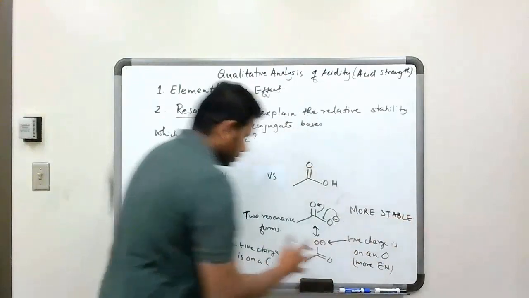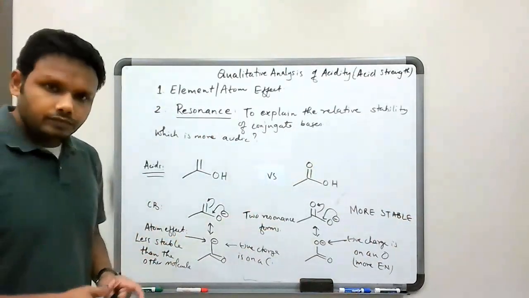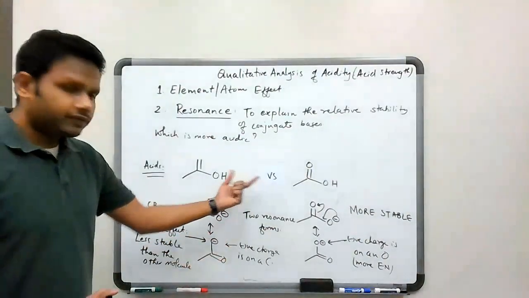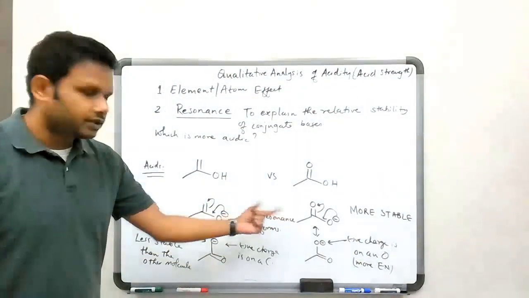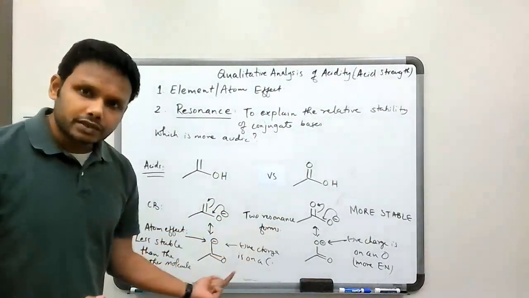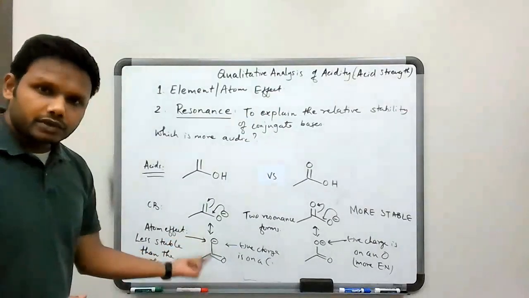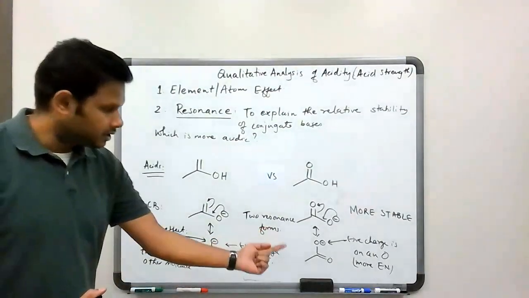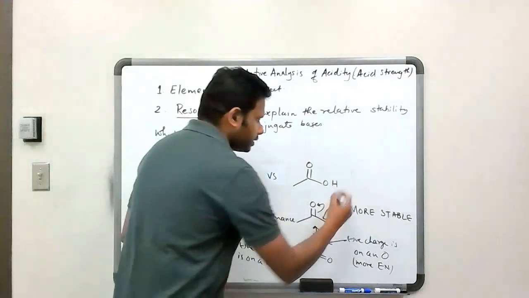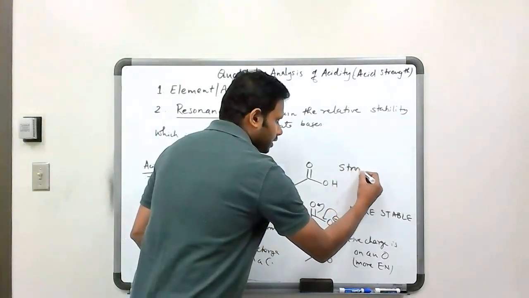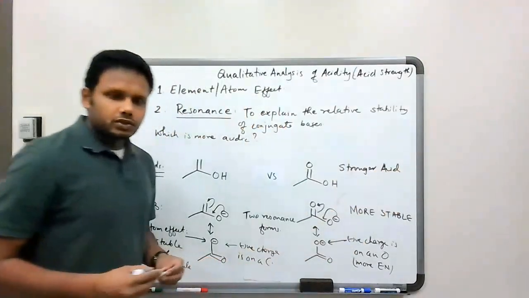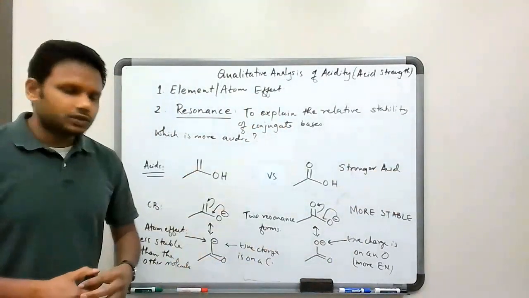Okay, so in this particular example, resonance did not help us differentiate the stability of these conjugate bases. It is the atom effect. Although there is resonance possible, it is the atom or the element effect that helps us differentiate the stability of the two conjugate bases. And overall, based on all of this, we can say that this is a stronger acid. Okay, so relatively, that acid is stronger.